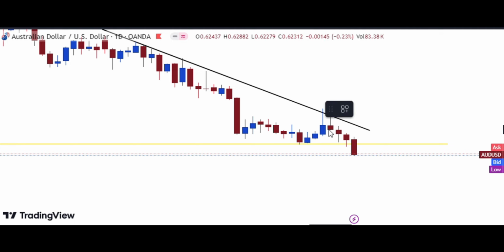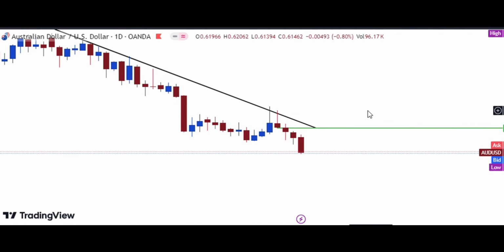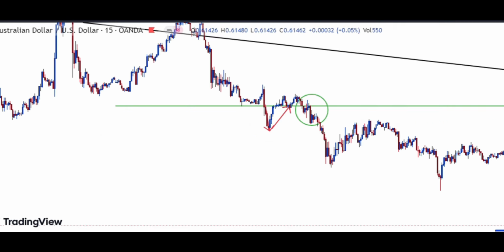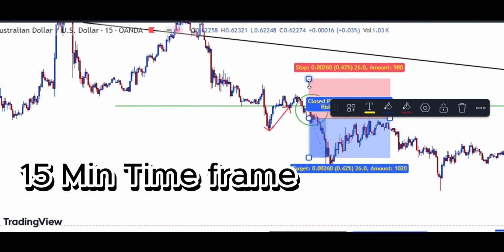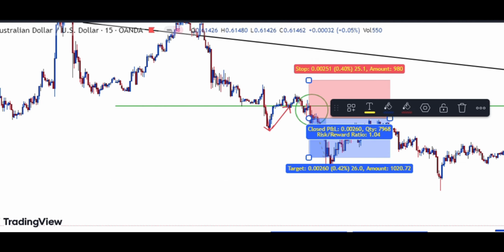Then we go to our lower time frames, 15 minutes time frame, and we are looking to enter. This would be the next day. I believe this would be the next day candle. So the next day we are jumping in for a sell just below here.